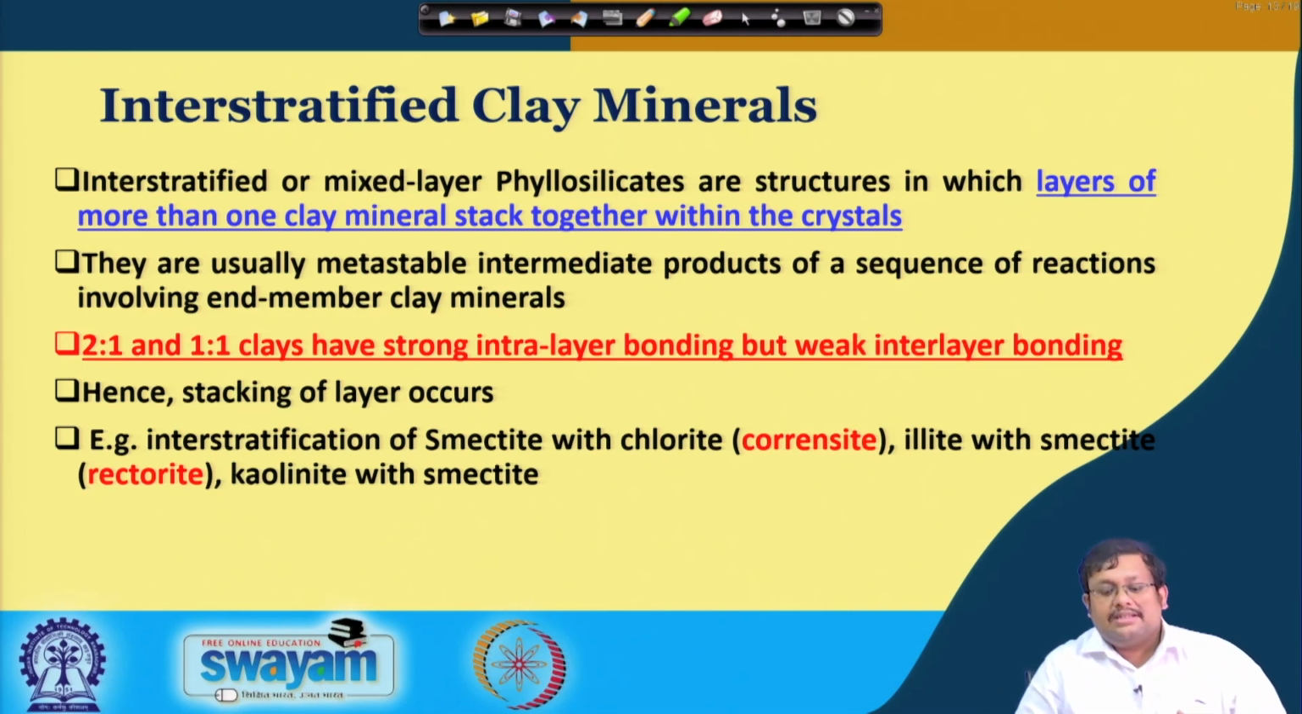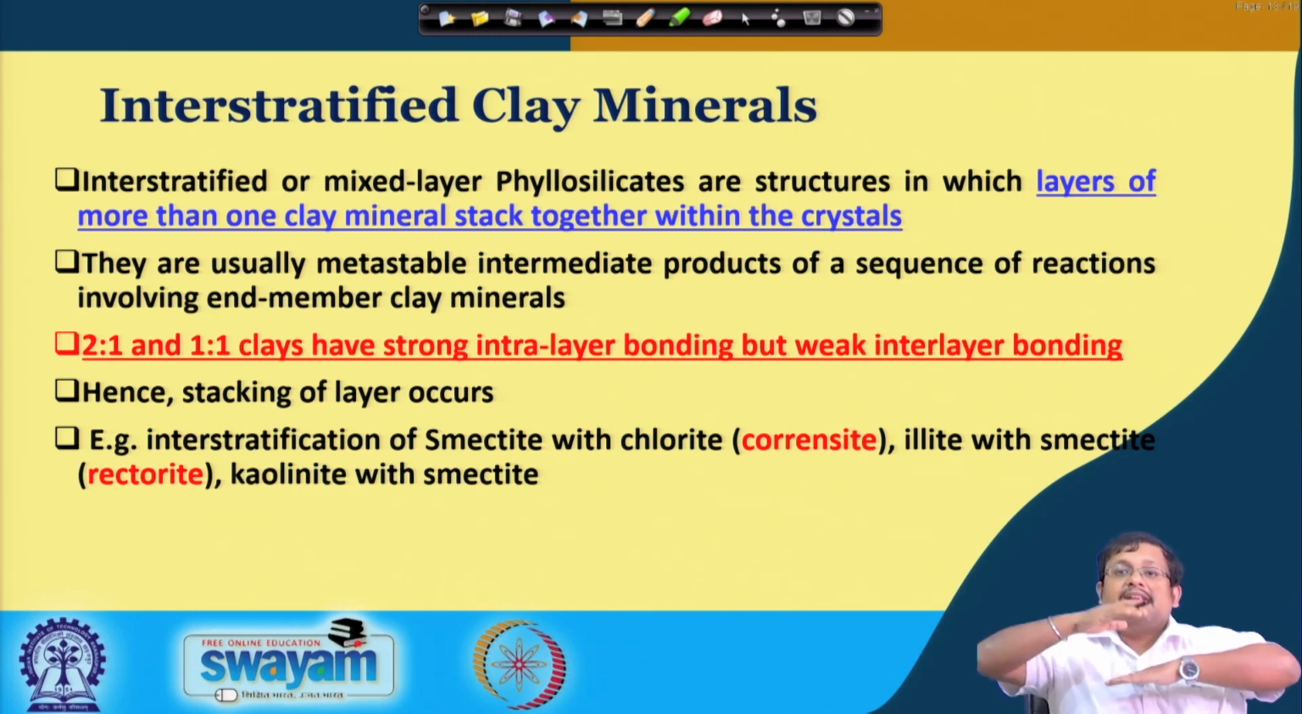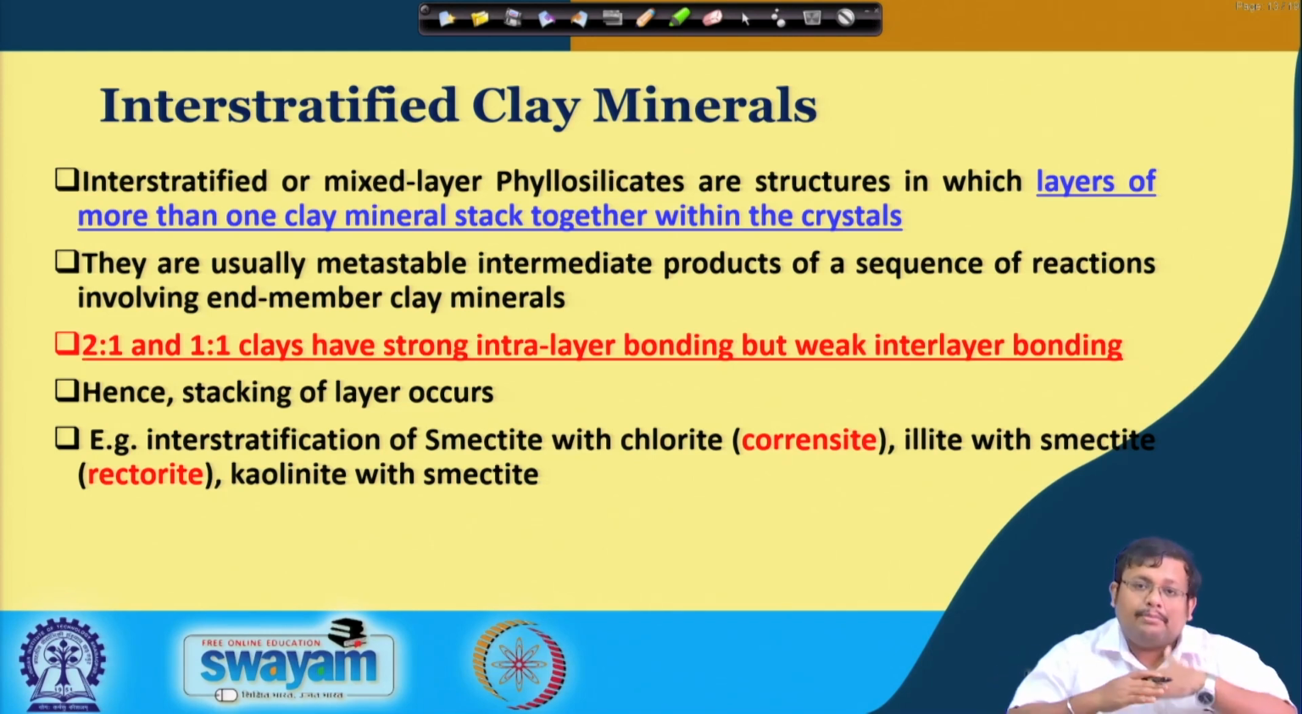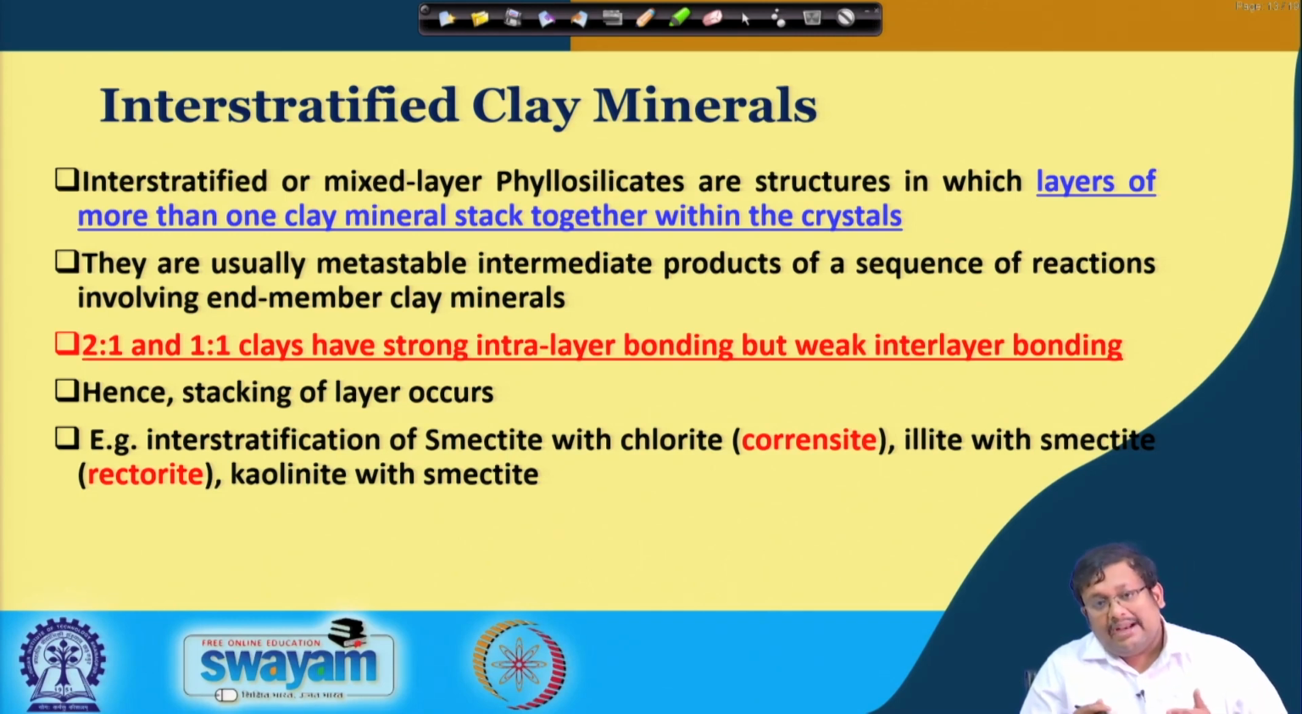An example is interstratification of smectite with chlorite, and this is known as corrensite. Also, when there is illite with smectite, we call it rectorite. Also, we can see kaolinite with smectite. So, when these different types of clay mineral layers stack one above the other, we get these interstratified clay minerals. The reason is that although within the 2:1 type of layer the bond is strong, the interlayer bond is negligible. As a result of that, stacking occurs.